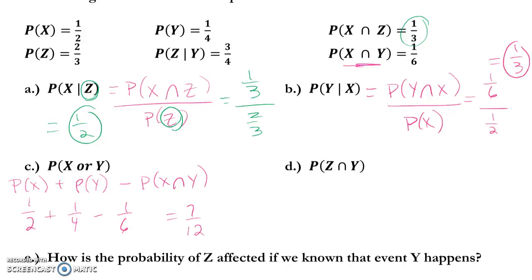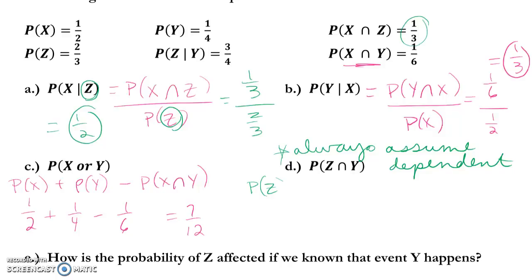Lastly, we are asked to find the probability of Z and Y. Right now we have no idea if Z and Y are independent or dependent events. One of the things that we talked about in class is that if you are unsure, you always assume dependent. When in doubt, assume dependent, and that way you don't make a poor assumption. If that's the case, then this "and" statement is going to be equal to the probability of Z times the probability of Y given Z occurred.